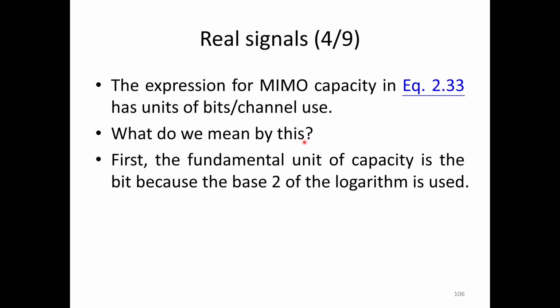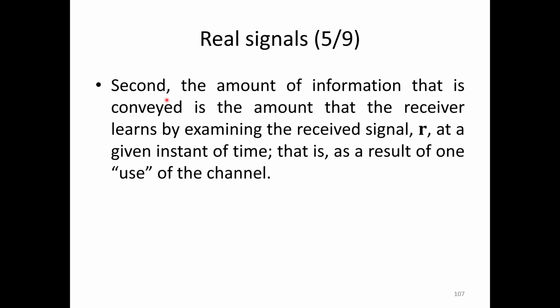What do we mean by this? First, the fundamental unit of capacity is the bit, because the base 2 of the logarithm is used. Second, the amount of information that is conveyed is the amount that the receiver learns by examining the received signal R at a given instant of time. That is, as a result of one use of the channel. So this is the meaning of channel use.